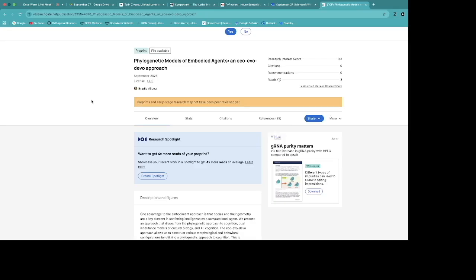In one of the figures in the paper, there is an analysis of Braitenberg vehicles using the phylogenetic approach. But this frames us in the eco-evo-devo approach. So we bring in things from developmental biology. We also bring things in from embodiment research quite explicitly in this paper.